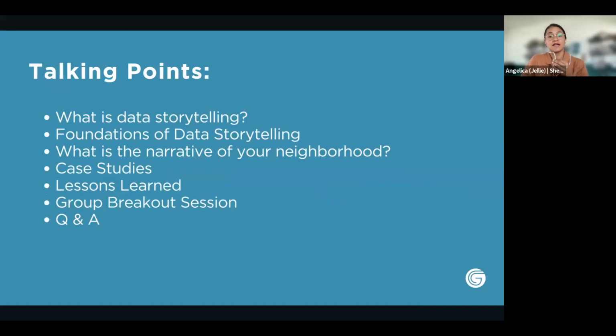So what we're going to cover within our time, we're going to talk about what is data storytelling, which is our main theme for today. And then we're going to walk through the foundations of data storytelling. Then we're going to go into an independent workshop where we're going to ask you to reflect on the narrative of your neighborhood while using the GEM tool. So we'll get in there together. We'll review some case studies that Greenlink has undergone that show good examples of data storytelling, and also talk about some lessons learned. And then we'll go into a group breakout session where we'll work together to actually use the foundations of data storytelling and our map to create a narrative of a community that we're working with and provide some actionable insights from that. Then we'll wrap it all up in a bow with a Q&A. So without further ado, I'm going to pass the mic to Shar.